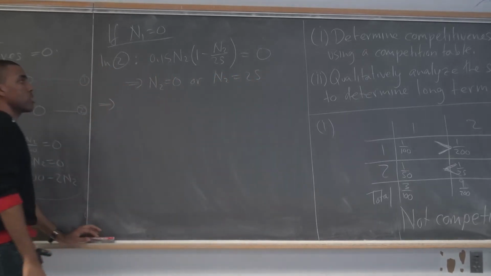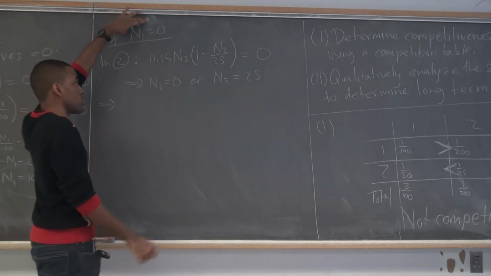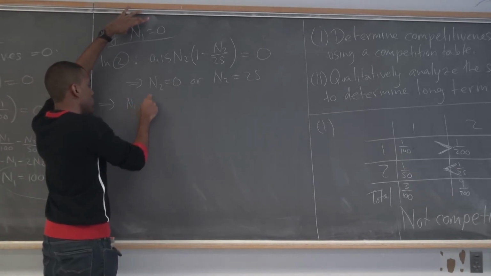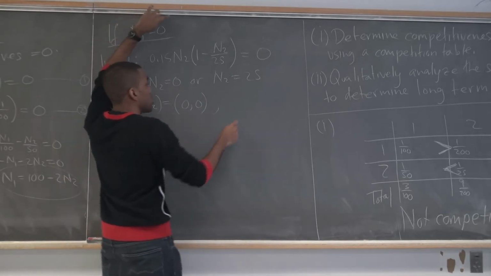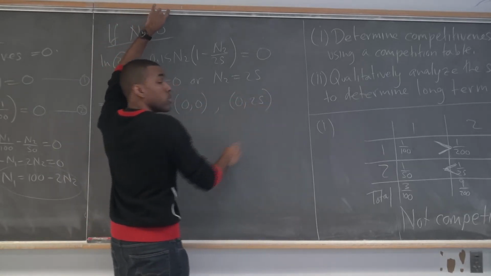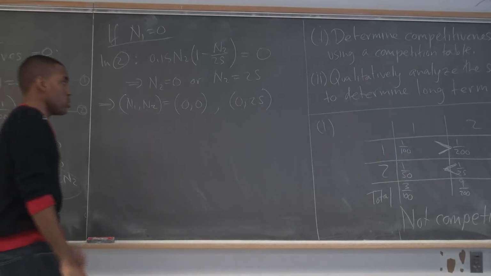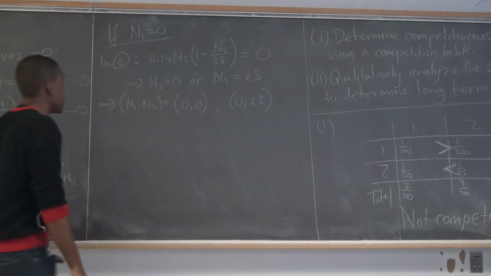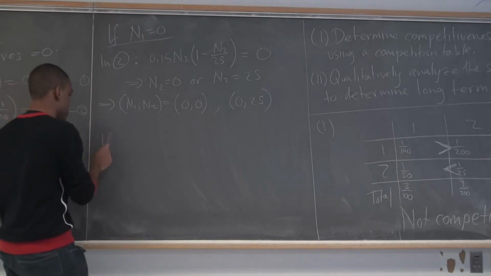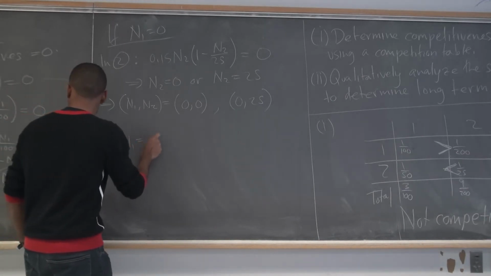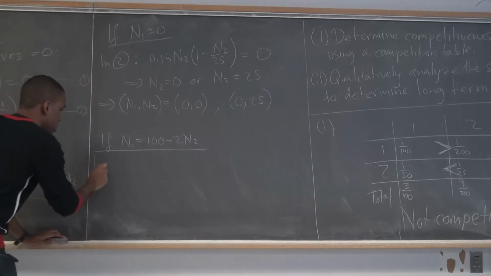So that gives us a pair of solutions. Remember, we're assuming overall that n1 is 0. So this means your (n1, n2) is either (0, 0), or it's (0, 25). So those are 2 steady states. But there are more, because you have to worry about what if this situation happens. If that's true, then what happens in 2?